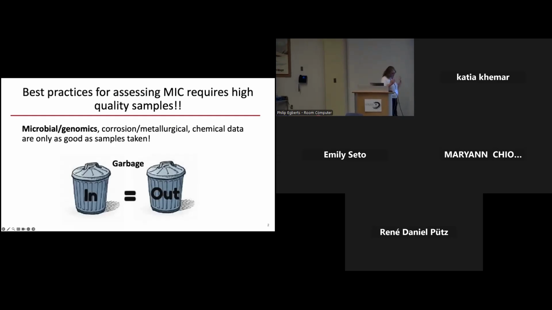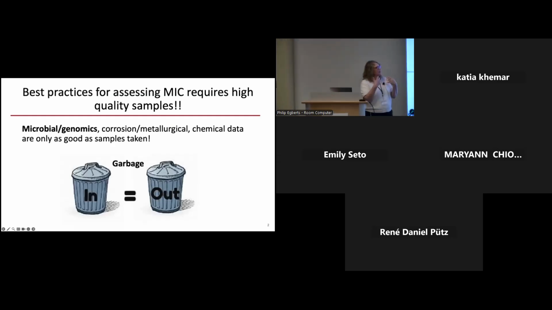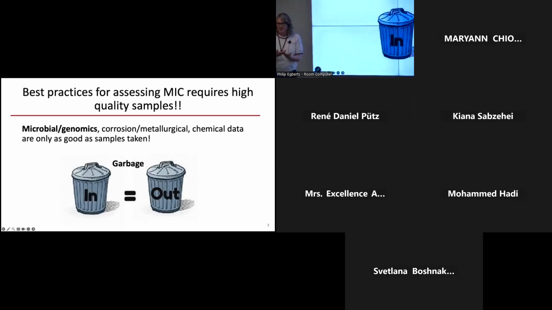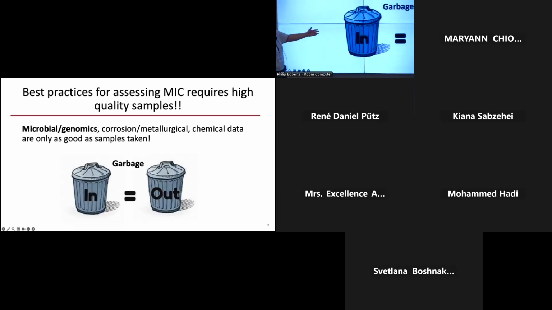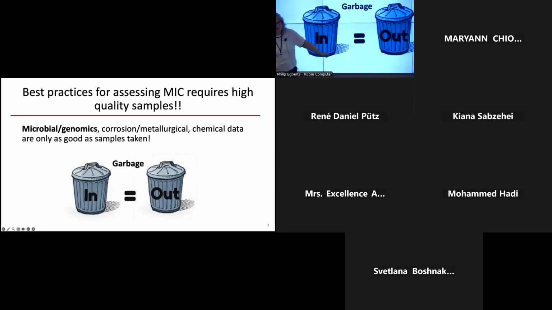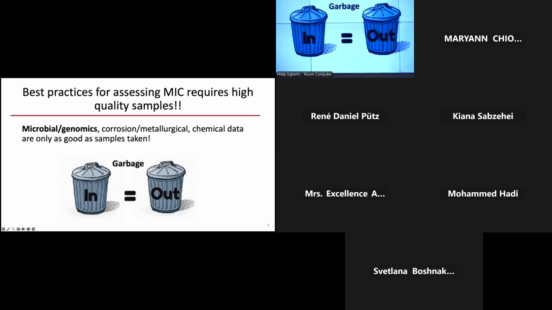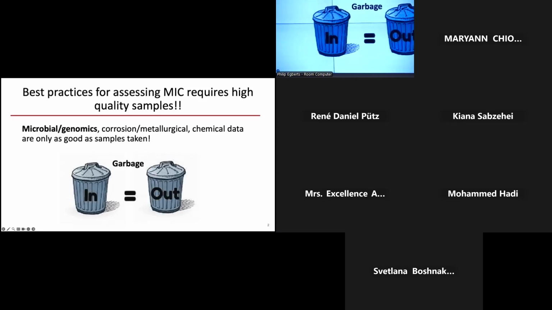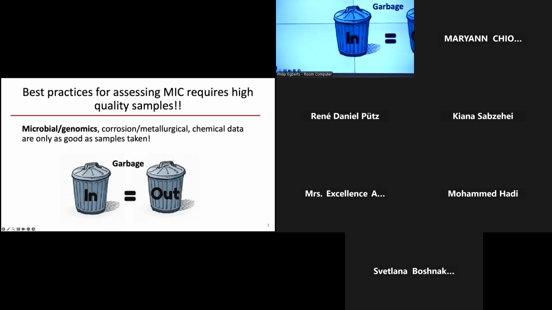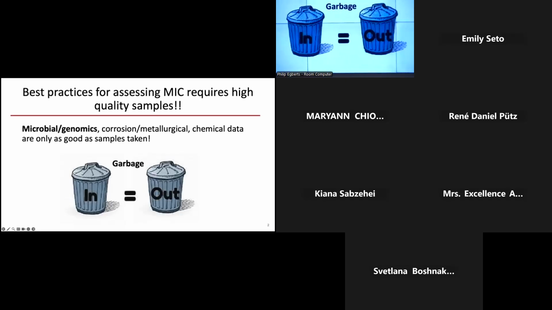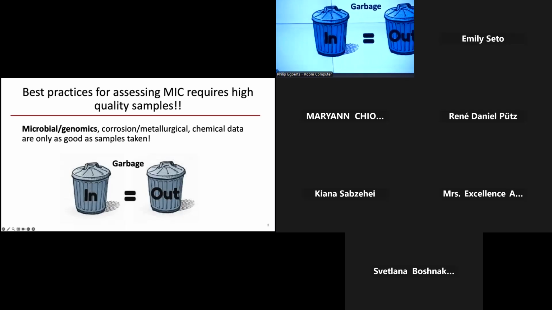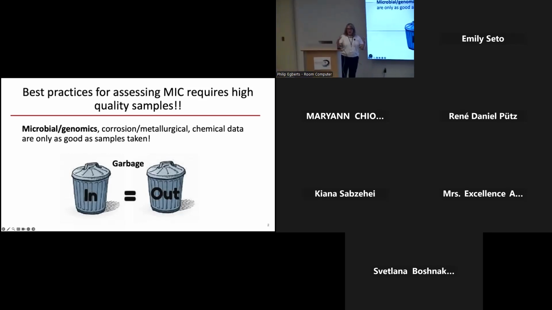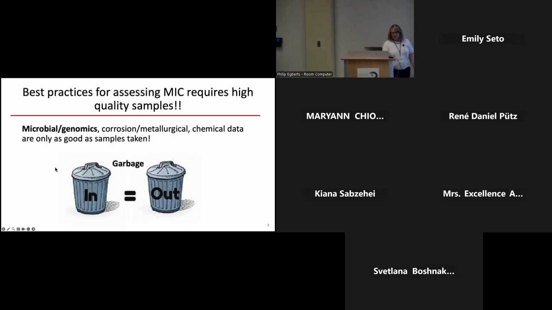Okay, so when we're assessing any type of sample for the possibility of MIC, we really have to have high quality samples. I always think garbage in, garbage out. You can't make any sense of your data. No matter what type of analysis you're doing, we're going to focus primarily on microbial genomics, DNA-based technologies. Getting an answer about who is there, numbers of cells, is really only as good as your samples taken. So big message, you always have to have really nice samples.